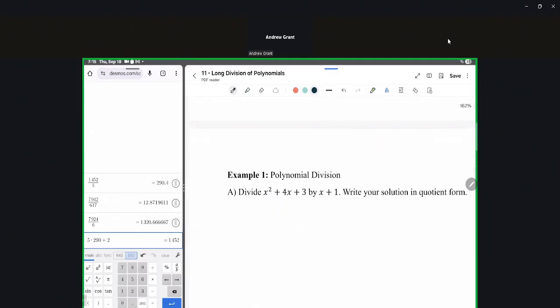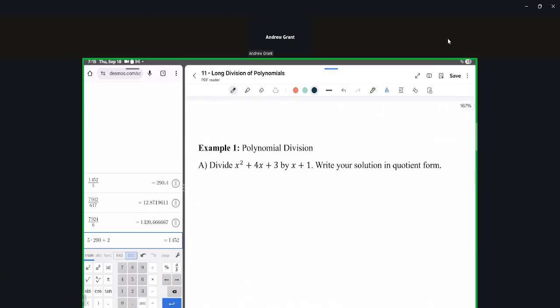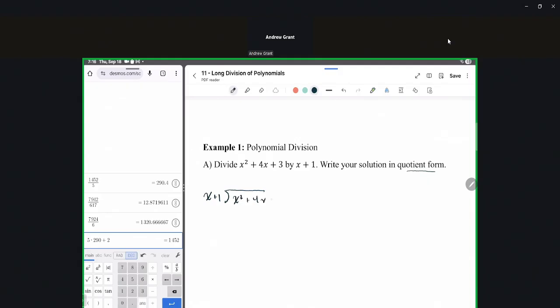Okay, so we're going to start off with an easy one. So we're doing example 1, and I think there's a few examples of this. We're going to divide x squared plus 4x plus 3 by x plus 1, and we're going to write our solution in quotient form. You're like, you can do this? Yes, you can. So first thing we do, we start off by writing the exact same thing as before. We have our x plus 1 goes here. That's our divisor. The dividend is this x squared plus 4x plus 3.